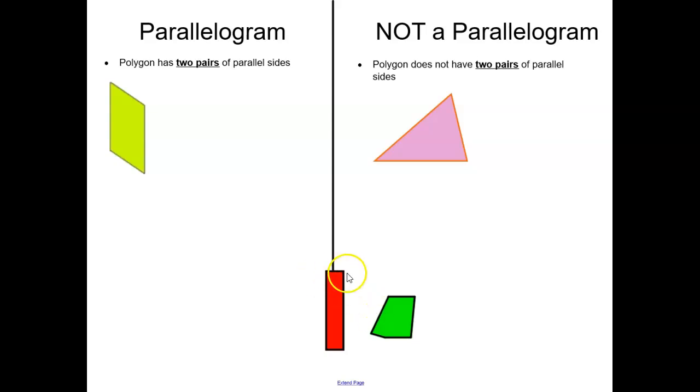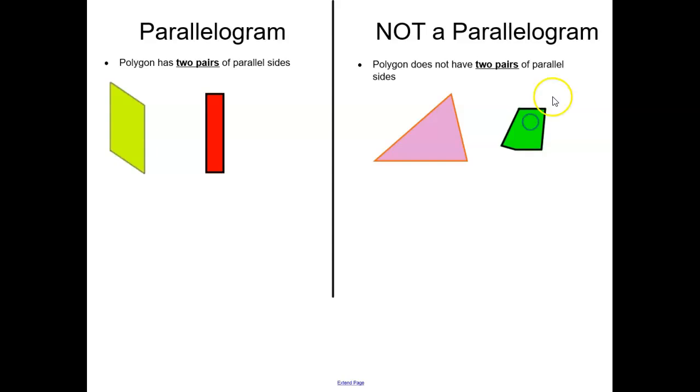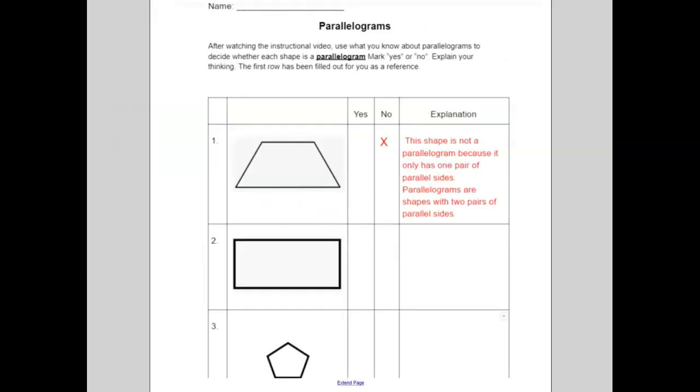Exactly. This rectangle is a parallelogram because it has two pairs of parallel sides. This pentagon, it's not even a quadrilateral. It has one pair of parallel sides, but these sides are not parallel, and there's more than four of them. You guys are so ready now to do your assignment for the day.